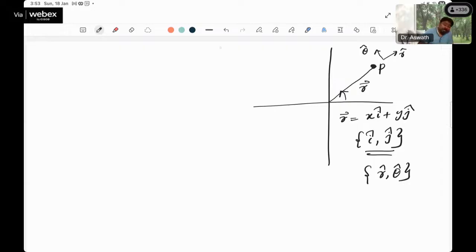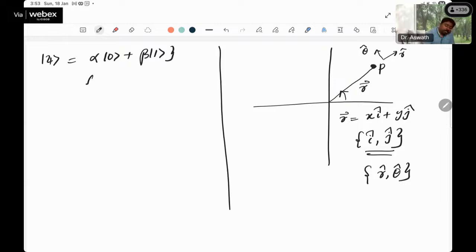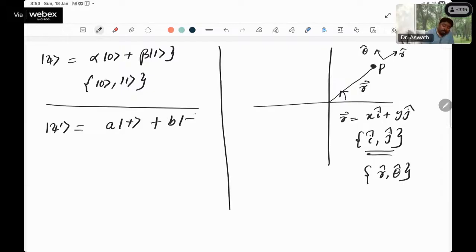Similarly, the quantum system alpha 0 plus beta 1 is constructed on 0 and 1. It's like a two-level, bistable state. The same quantum state can also be represented in some other form. What is that other form? It can be a plus plus b minus.